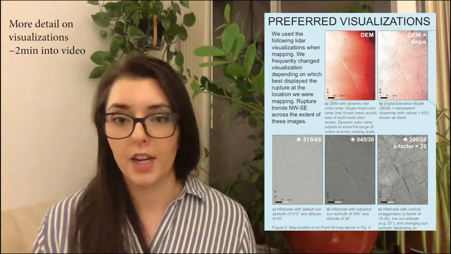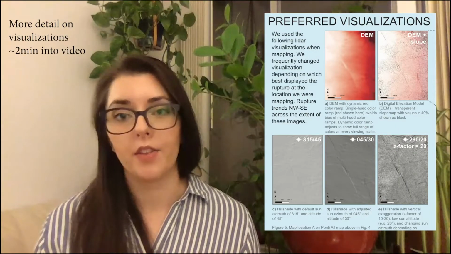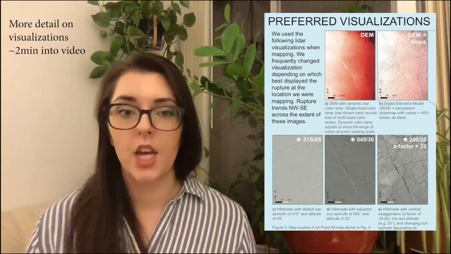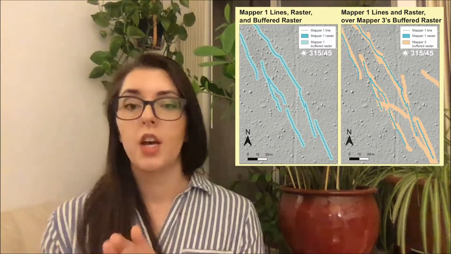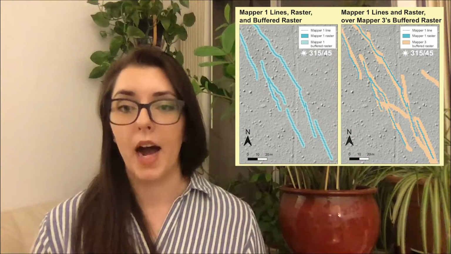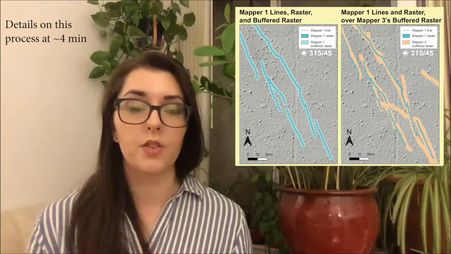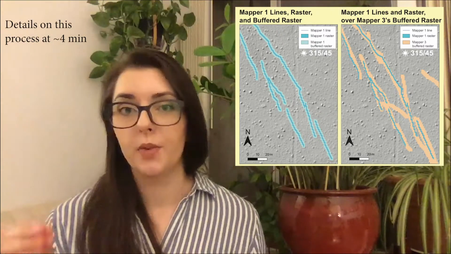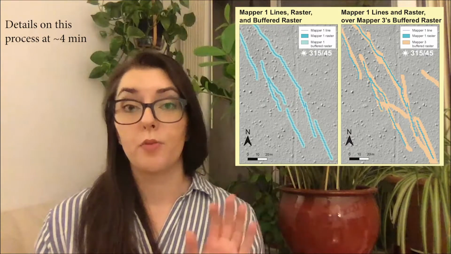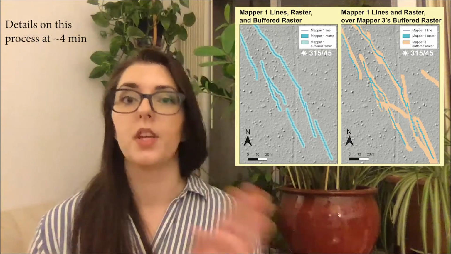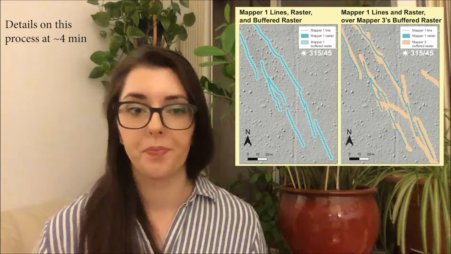So to start off with, each of the authors used the lidar imagery in a variety of different visualizations to map the rupture. We then convert those mapped shapefiles to rasters to avoid any bias from different mapping styles. So mapping really continuously versus smaller segments. And then we use those rasters to compare between the mappers and to the published maps.